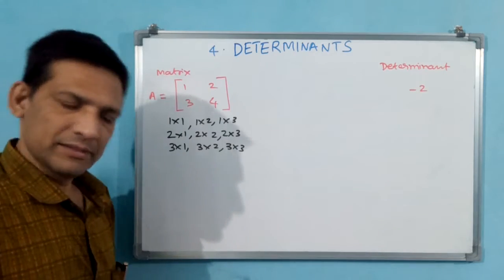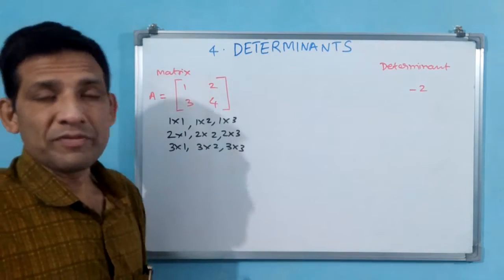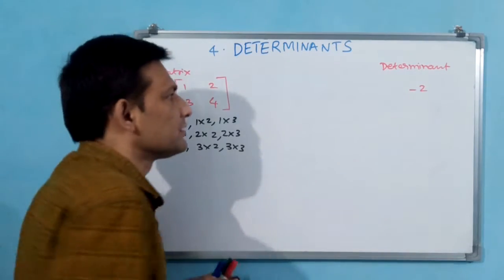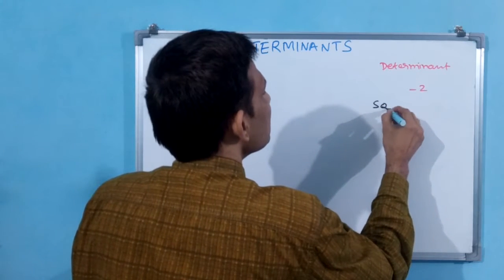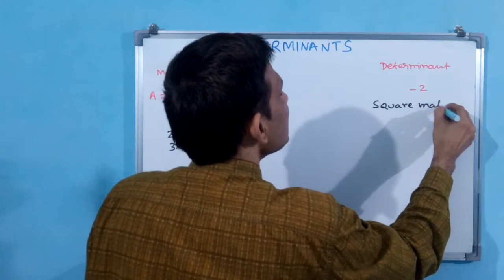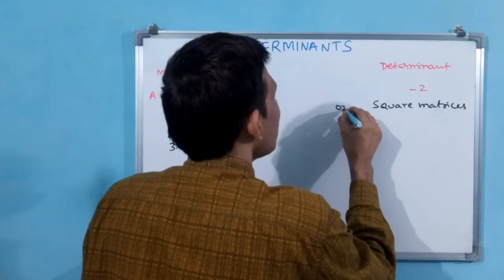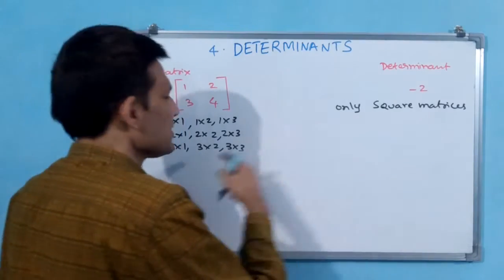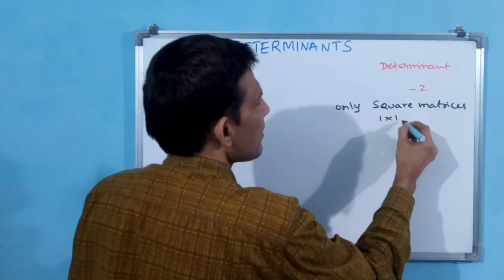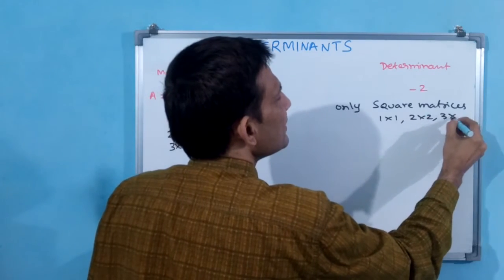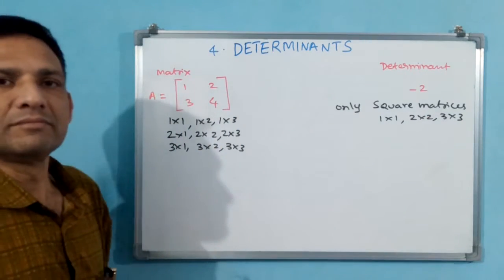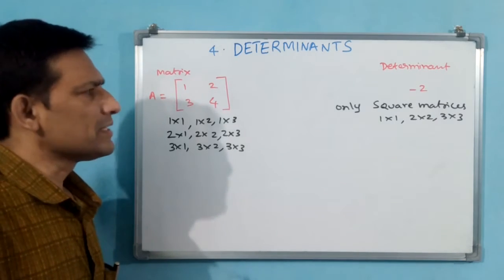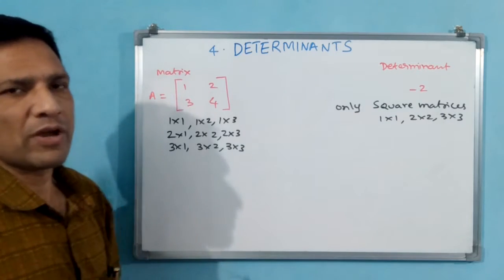See, such 9 types of matrices we have seen. But this is not the case for determinant. Determinant is only for square matrices. Determinants are only for square matrices. That means what will the limitation be here? The limitation is 1 by 1, 2 by 2, 3 by 3. That's all. Why? Because these 3 types of determinants only we are going to study.